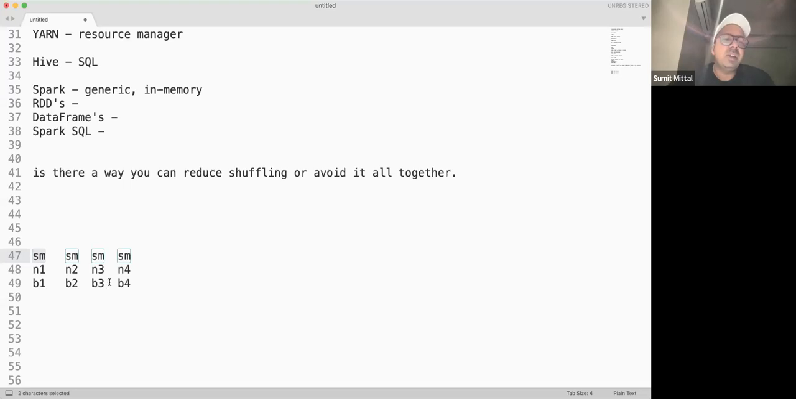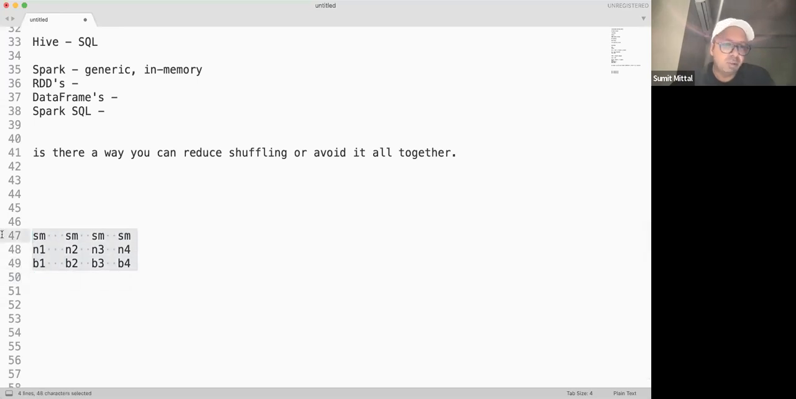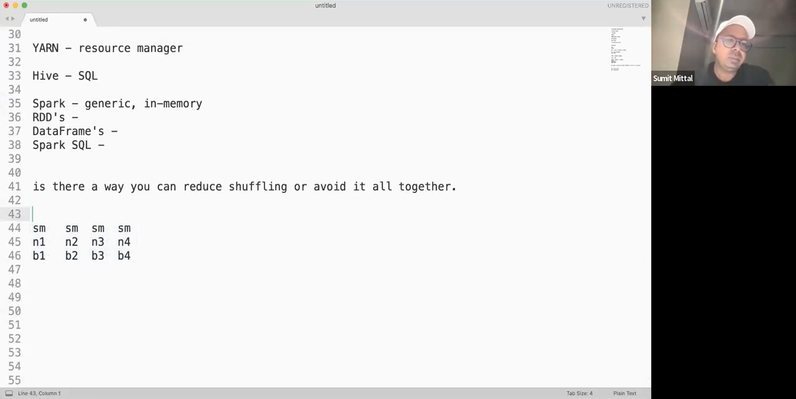So I'm just giving you an idea that in terms of your optimization, always try to reduce the shuffle. Not every time you can avoid it, but you can always think of minimizing it. In this case, it's totally removed, right? Okay.